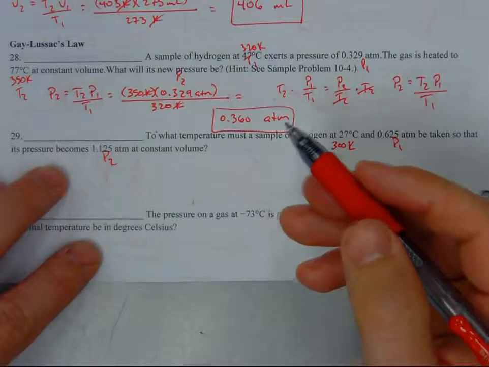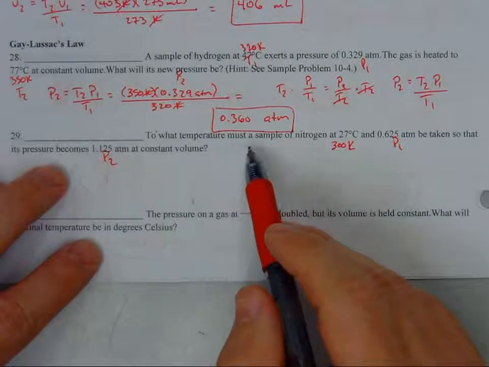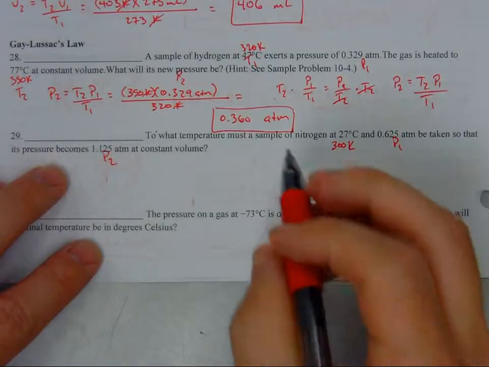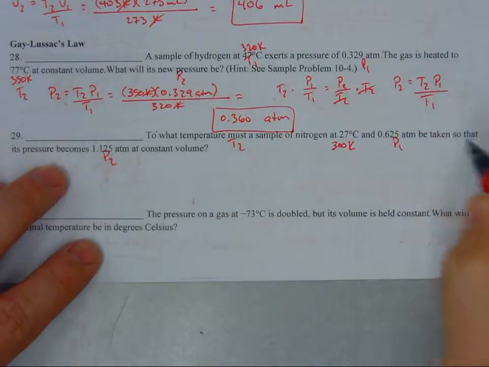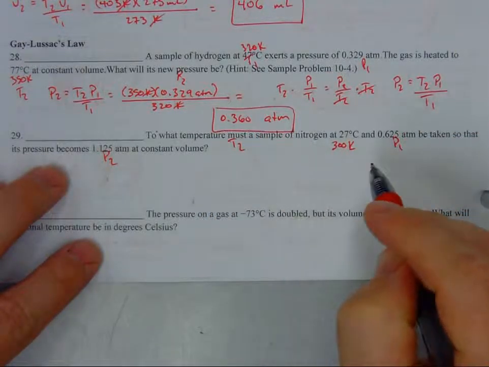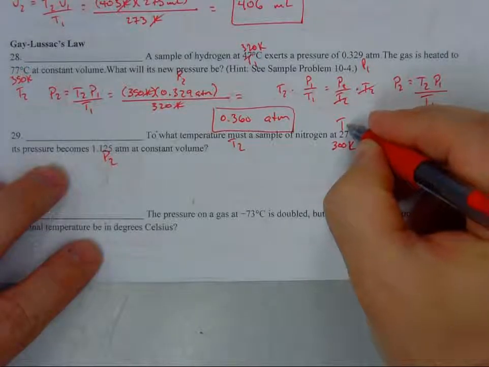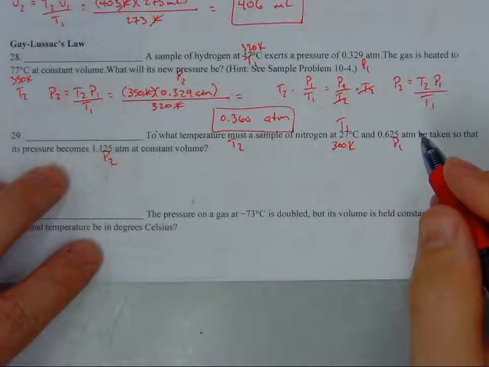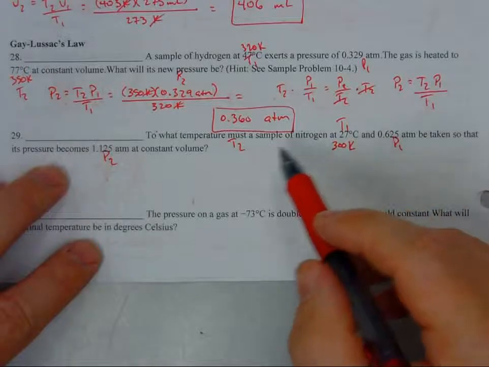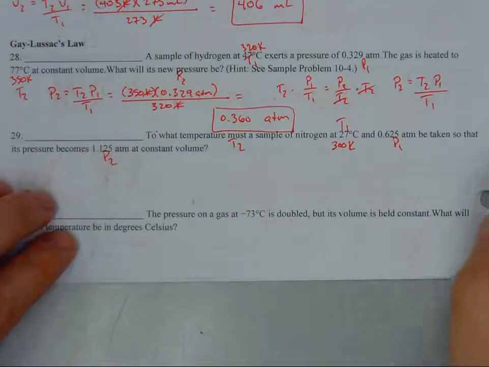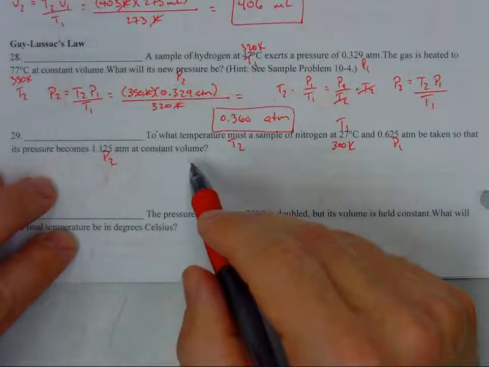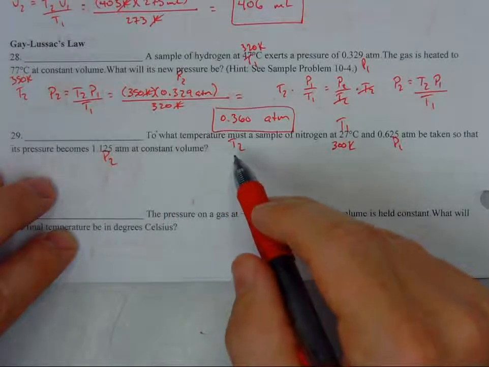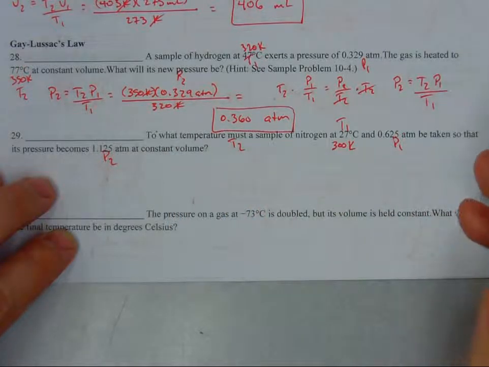Okay, that's the green light to use Gay-Lussac's law. To what temperature must a sample be taken? So I guess this would be T2, right? If the sample was at T1. So we got T1, T2, P1, P2. Okay. So we are solving for T2. Okay, let's do this.